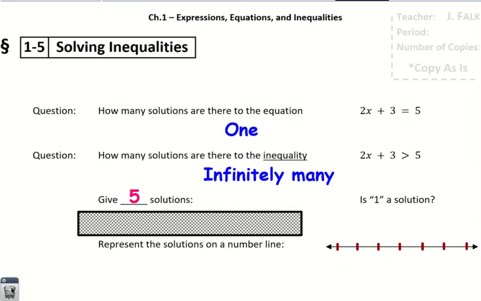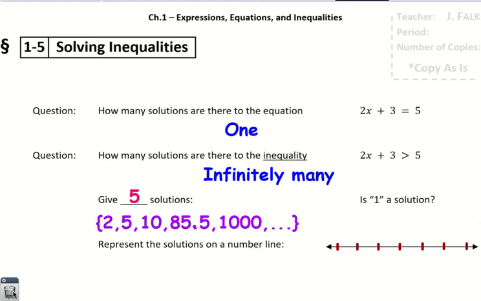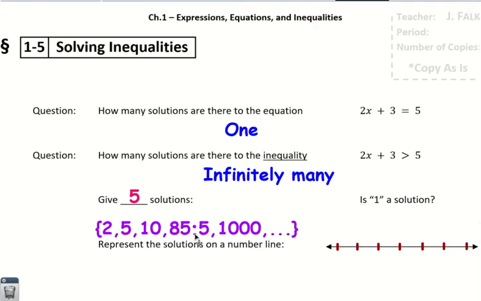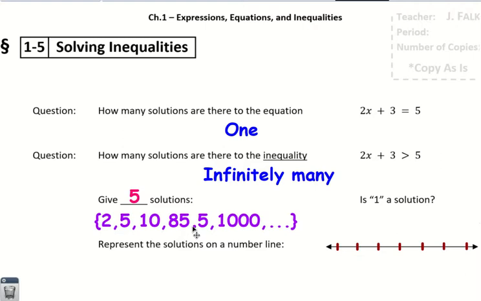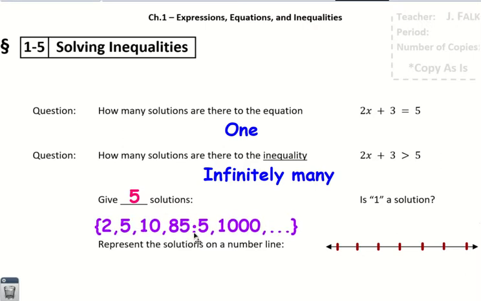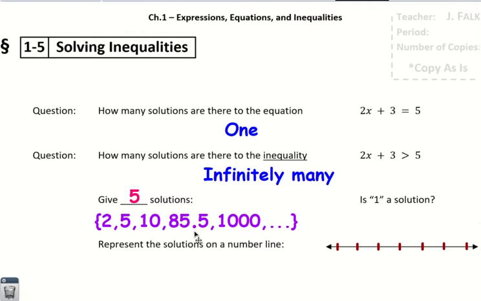Let's come up with 5 of those solutions. Just 5 examples of numbers that would satisfy this inequality. Let's cut to the chase. Did I give 5 here? 1, 2, 3, 4, 5. Looks like I gave 6. Or wait a minute, what is this? 85.5. Maybe I did give 5.